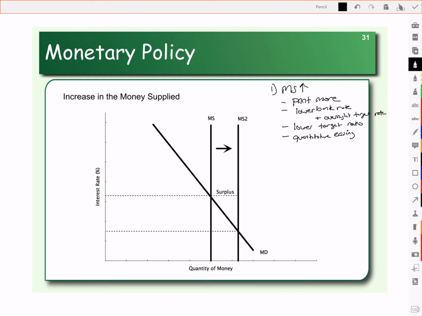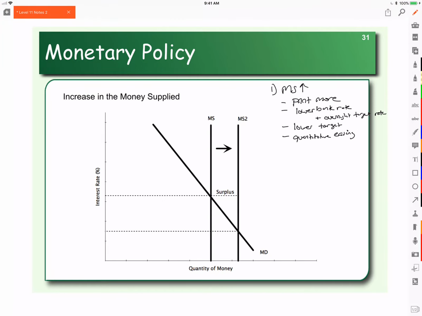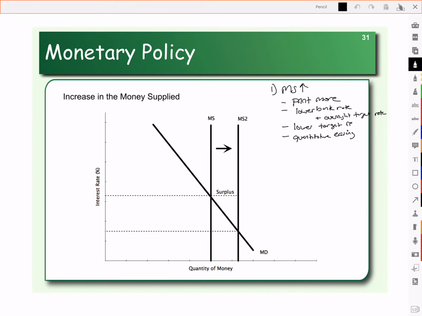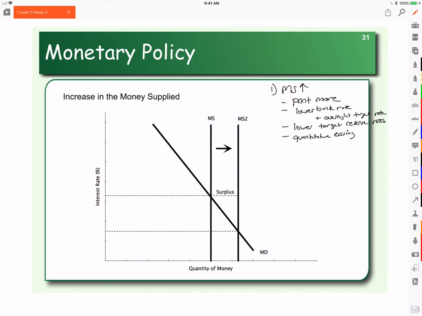Okay, so we can increase the money supply really in 4 ways. Print more, lower the bank rate and overnight target rate, lower the target reserve ratio, which I forgot to write the rest of the sentence out, so let's try that again. Lower the target reserve ratio. There we go. Or quantitative easing. Okay.